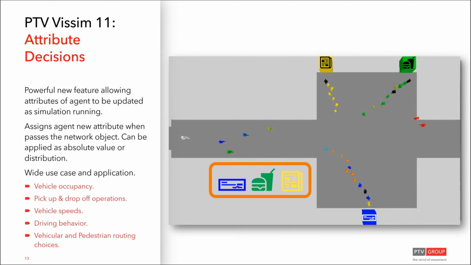And then we can also apply it to vehicles as well. So we can apply different attributes to vehicles as the simulation is running. That could be vehicle occupancy, it could be vehicle speeds, we could even change vehicle behavior as well. And once we've given those pedestrians or those vehicles new attributes, we can then start to actually control and influence what they actually do as they are in the network and as they're navigating through the simulation.